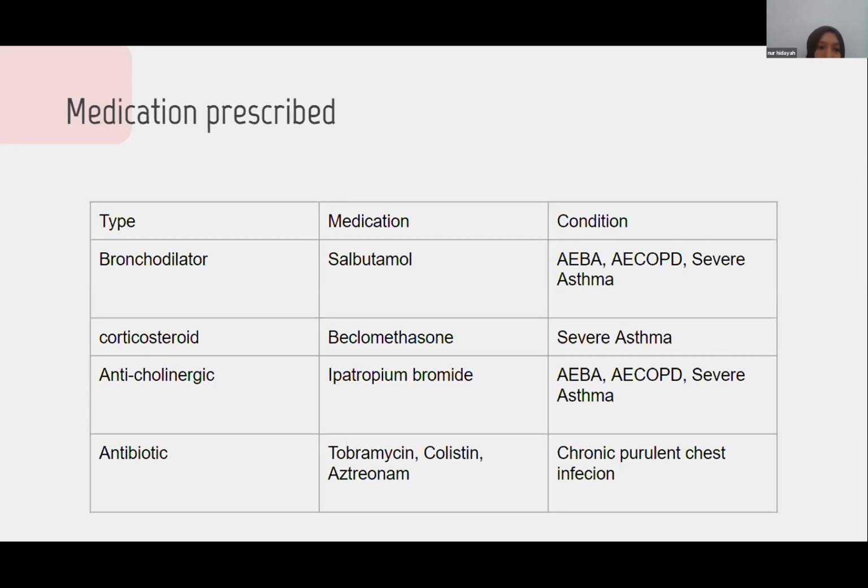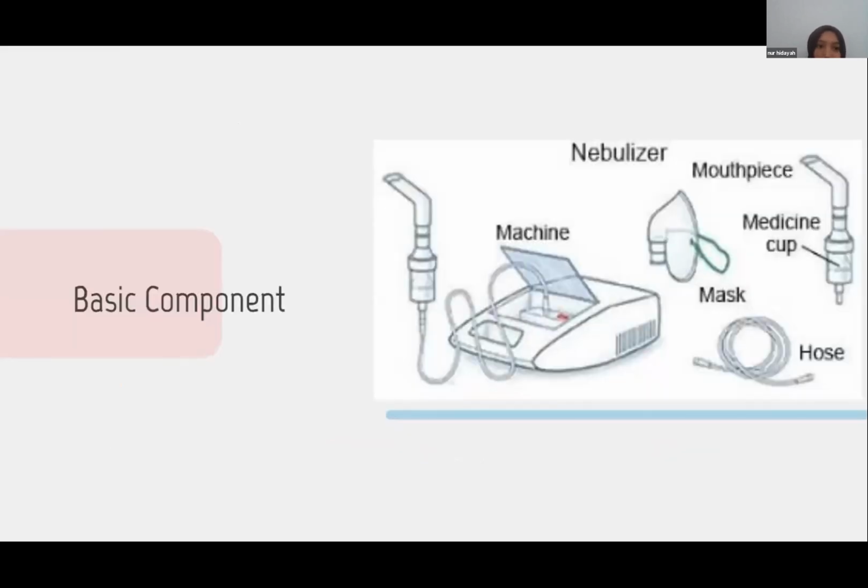And the last one is antibiotic. We give the patient tobramycin, colistin, and aztreonam. We give to the patient who have chronic purulent chest infection. So basic components for nebulizer: first, the machine, mask and mouthpiece, and the medication cup to put the liquid drops, and last one hose.